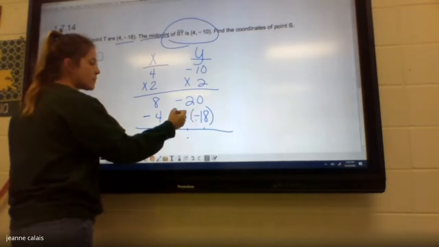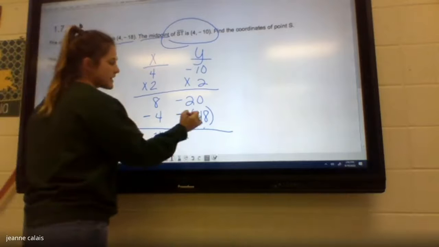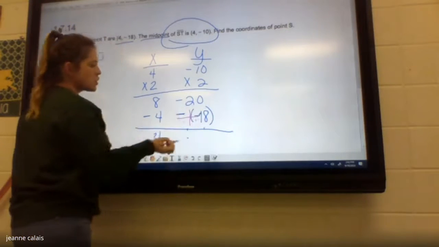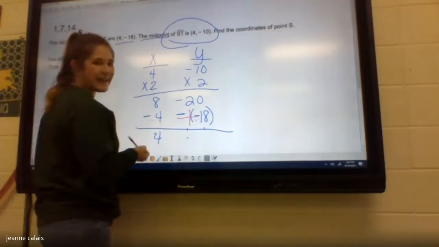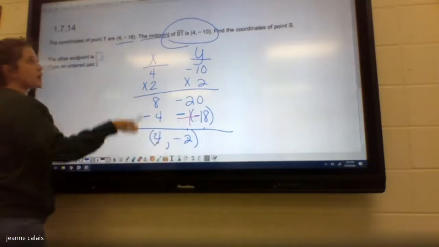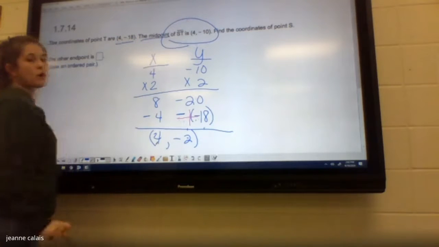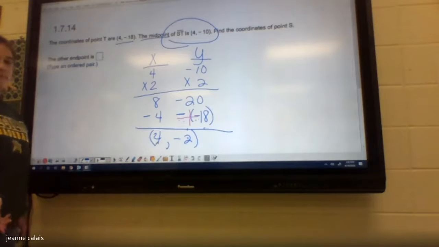All right, so that double negative really turns into a plus. Minus a negative, double negative, just like in English, cancels each other out. So I'm really doing negative 20 plus 18, which is a negative 2. And if I wanted to, I could go back like I did in the last problem, check, and make sure that it came out as negative 10 on my midpoint.